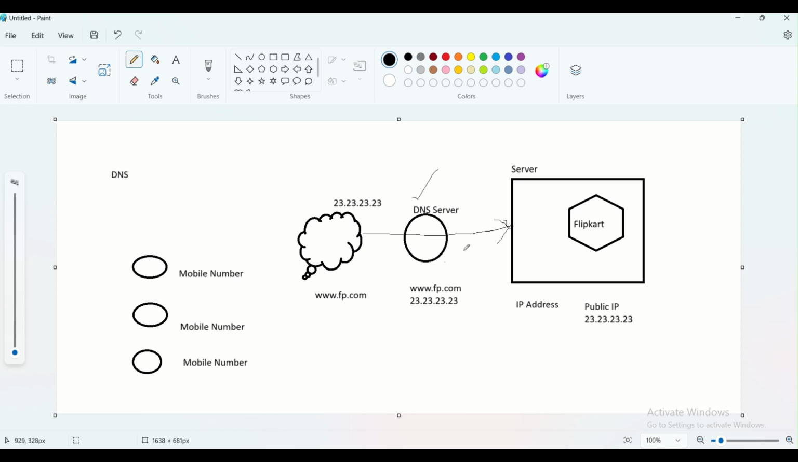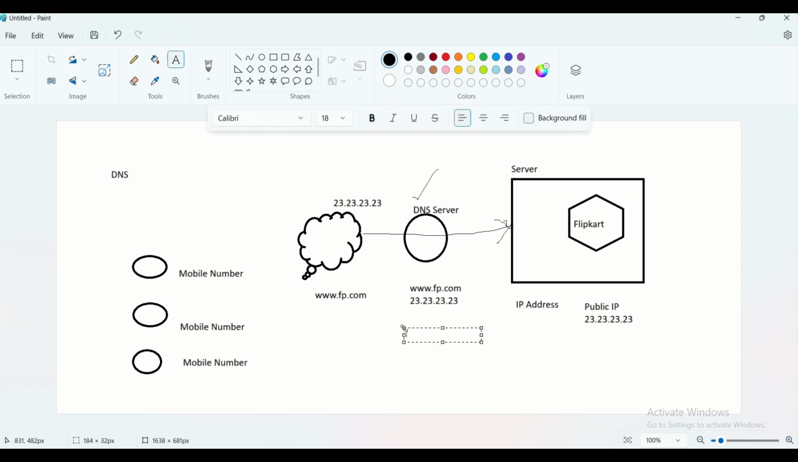So for this DNS concept, there are many providers in the market. One is GoDaddy and GeoTrust. There are many providers available in the market who will offer domain names. This domain name you need to purchase.